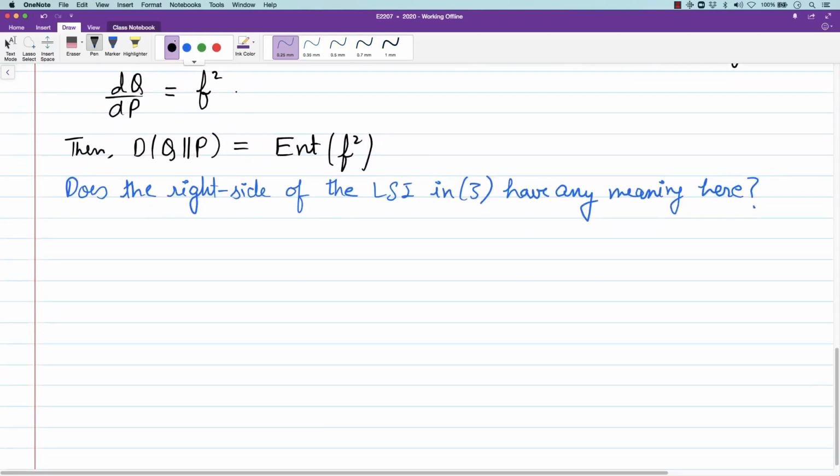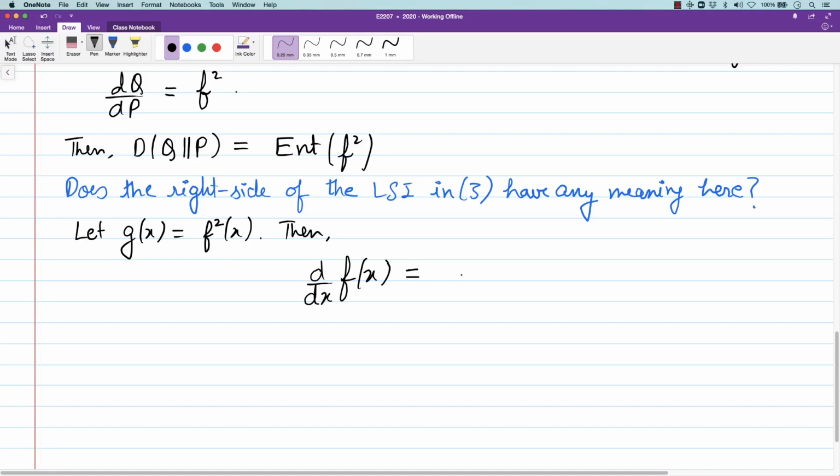So here is the idea. Let's say let g of x be just f squared. Then if you look at the derivative of f of x, we might as well assume that f is non-negative because we only work with f squared here. And then we take the mod of the gradient. So this is the same as the derivative of the square root of g of x, which is the same as 1 by root 2 g of x, times g prime of x, right?